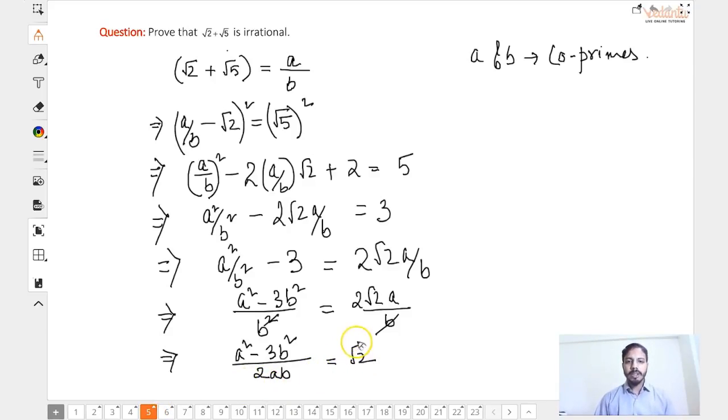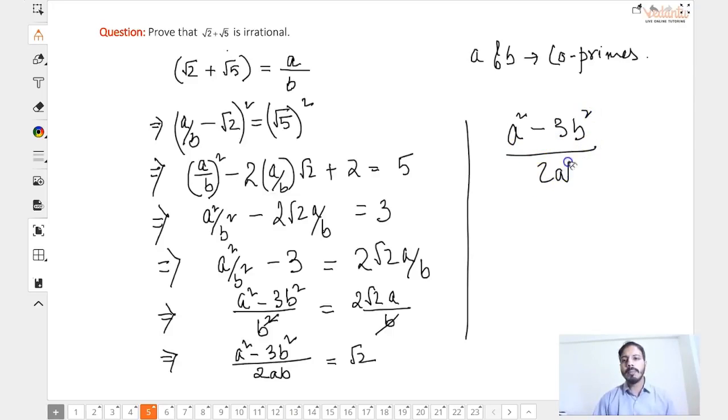So what can we do here? So now we can say that this a square minus 3b square by 2ab, right? Now see, a is integer, b is integer, so square of integer will be integer, and this 3b square will also be an integer. So if I subtract an integer from one more integer, I am going to get some integer. Say this is integer 1. Similarly, on the denominator I have 2 into a into b. Now this is also one more integer.